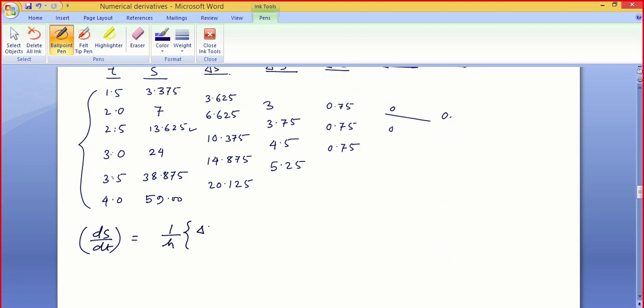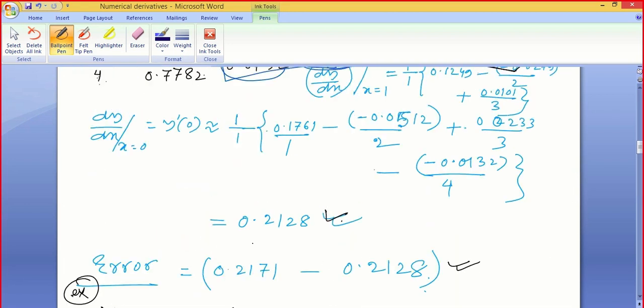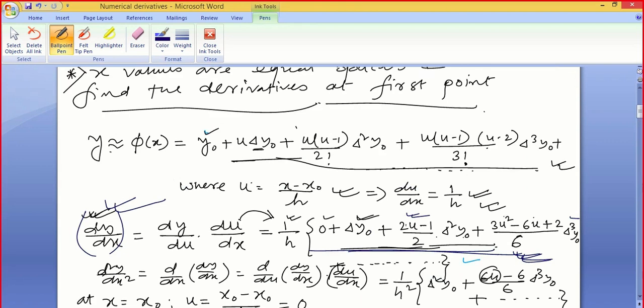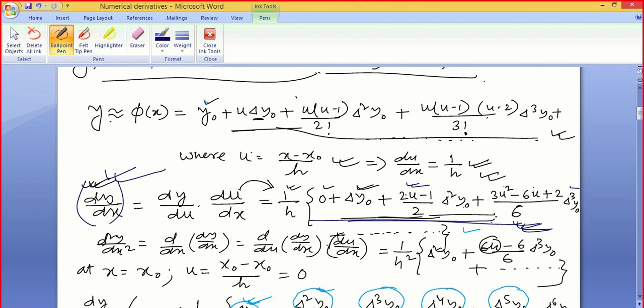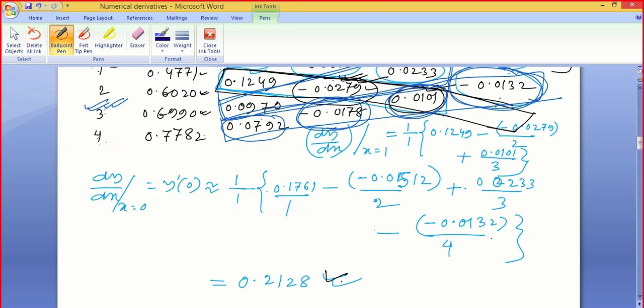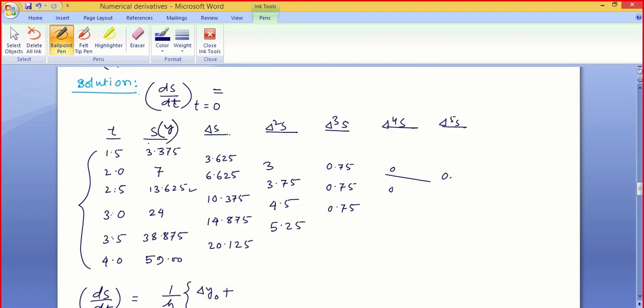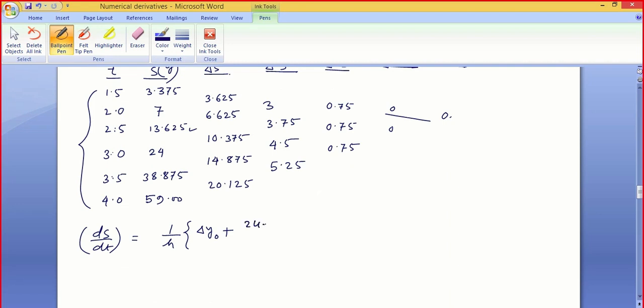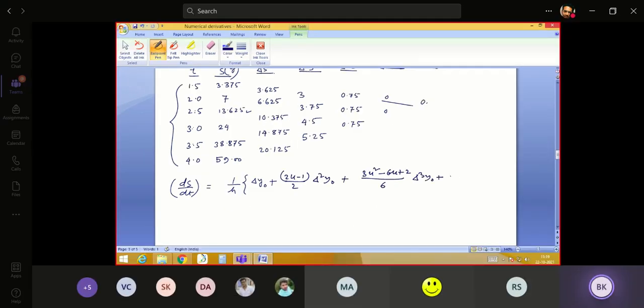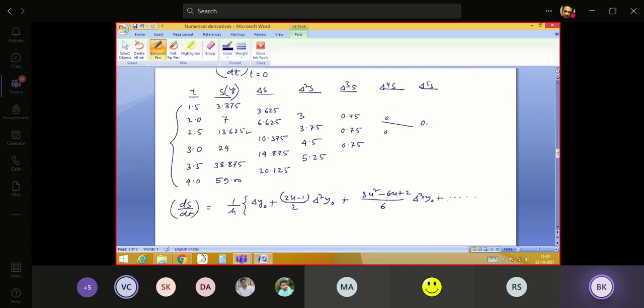Del y0. Y0 is here, y is s here. Del y0 plus, tell me the formula, you just remember the starting formula: 2u minus 1 by 2 del square y0, plus 3u square minus 6u plus 2 by 6 del cube y0. After that term you don't need. Y0 is u0. Basically s is y here. There are more terms, but after the third difference we don't have the terms, so no need to calculate the remaining terms.